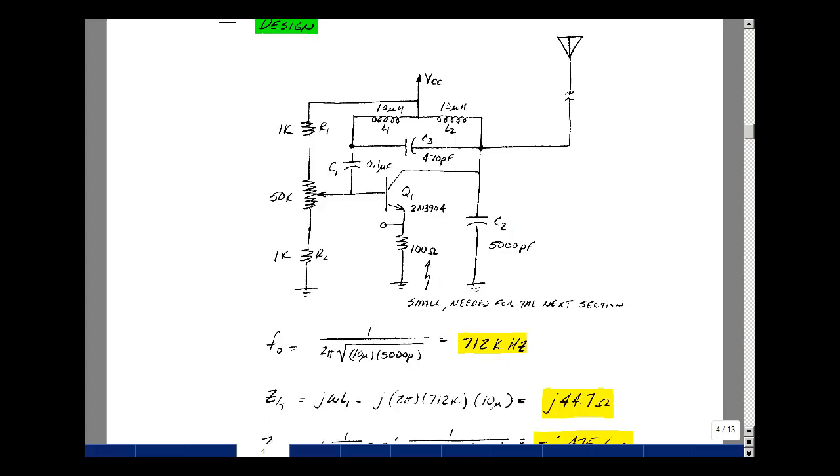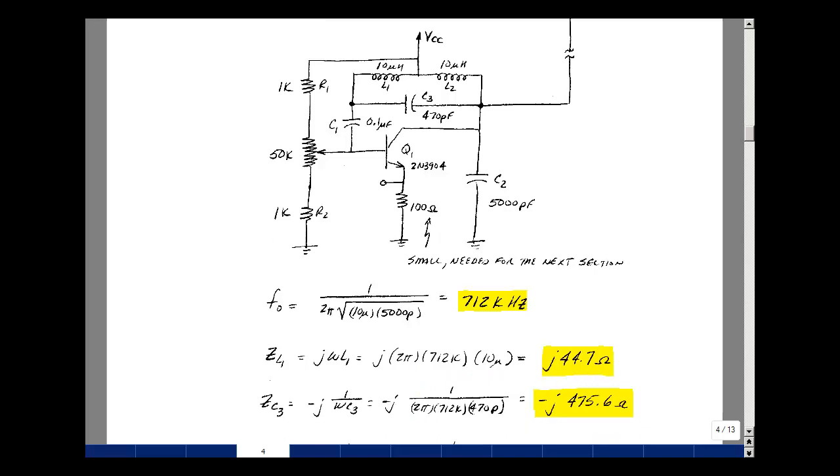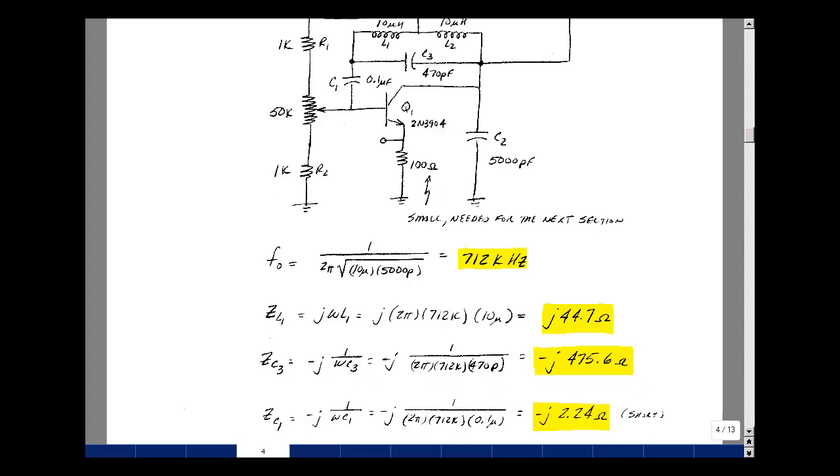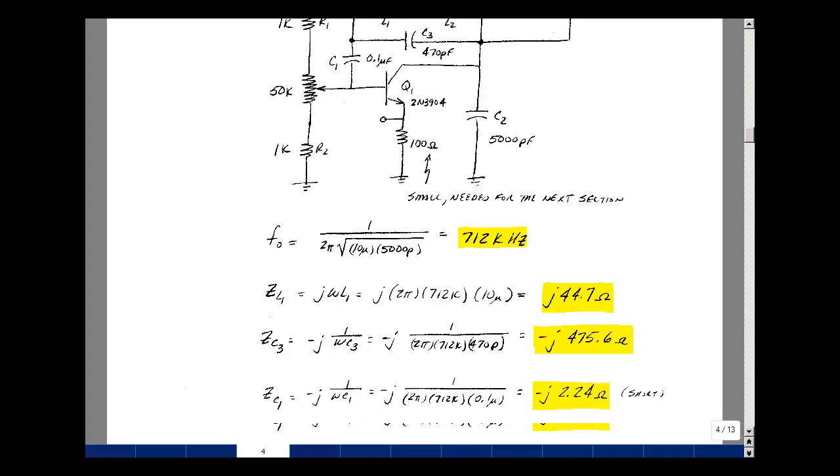Now at this frequency, let's calculate the impedance of the inductor L1, which would be j omega L1. So 2 pi times 712 kilohertz times 10 microhenries, and you get j 44.7 ohms. For the capacitor C3, minus j over omega C, so 1 over 2 pi, 712K, 470 picofarads. That's a minus j 475.6. For C1, a 0.1 microfarad capacitor at that frequency of 712 kilohertz, it looks like a very, very low impedance, basically shorting, again, these 2 points together.